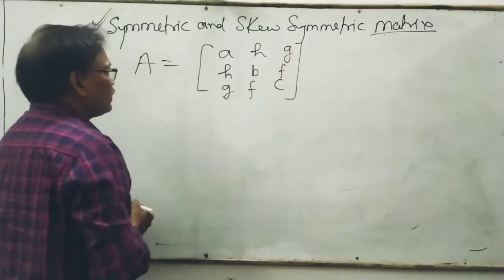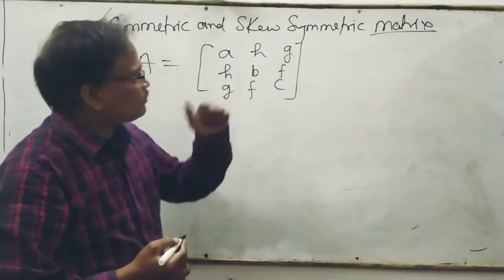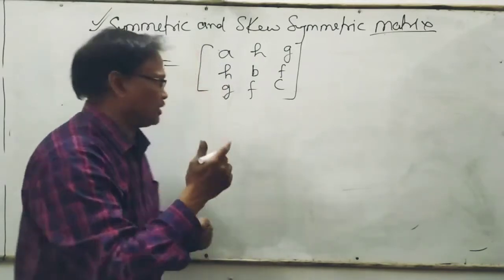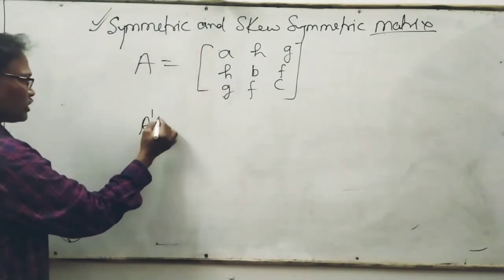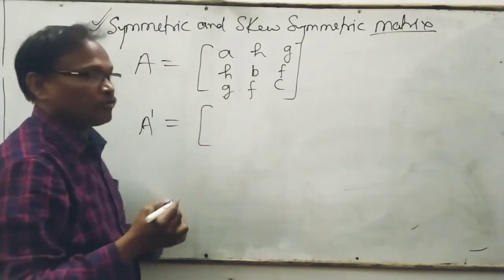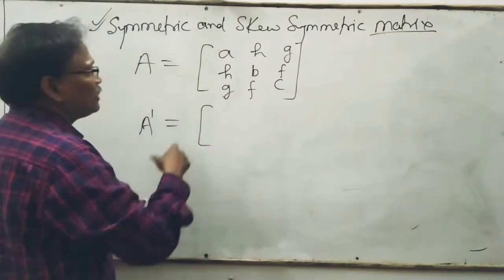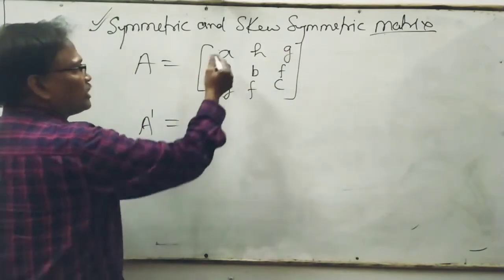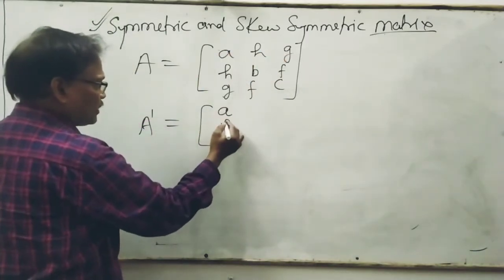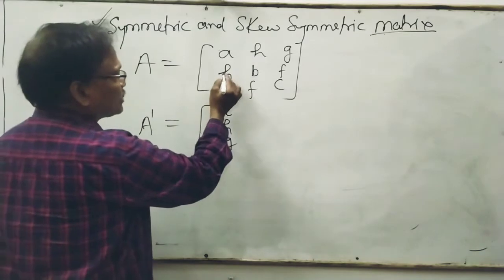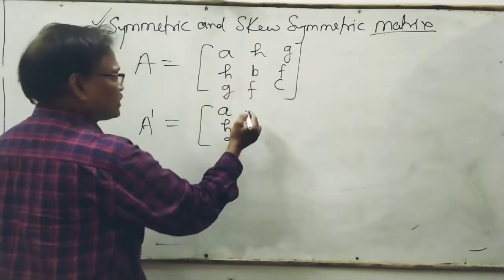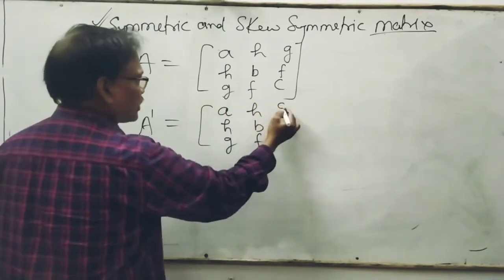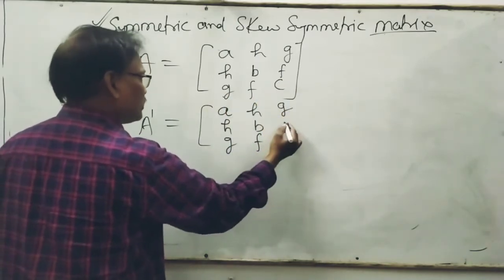Okay. If you see this matrix and take the transpose, do its transpose. So if you take the transpose of this matrix, what will you get? Interchange the rows and columns. The first row will change into the first column, that is A H G. The second row is written as the second column, H B F. The third row is written as the third column.